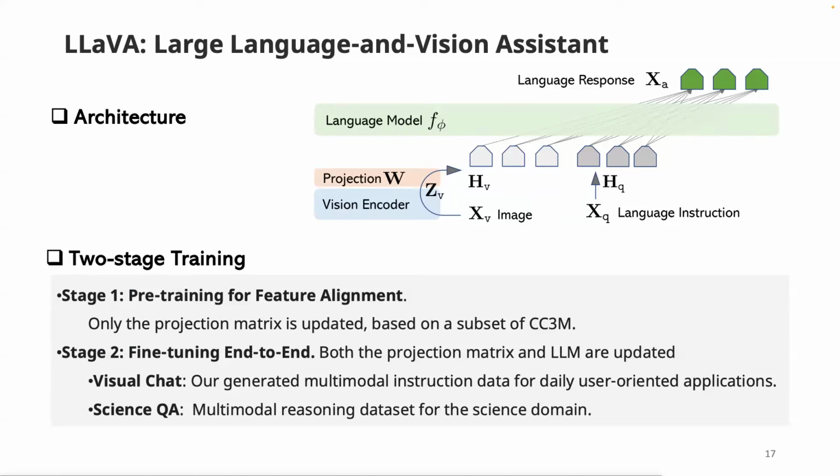To train it, we introduce a two-stage training strategy. In the first stage, the main goal is to align the vision and the language features. We freeze all the model parameters. The only trainable parameter is the projector layer that we introduced earlier. Even though the entire system has a lot of parameters, the only trainable parameter is a simple linear matrix. By training it on a subset of CC3M, we are able to align the image and text features. In the second stage, we train both the projector and the language model.